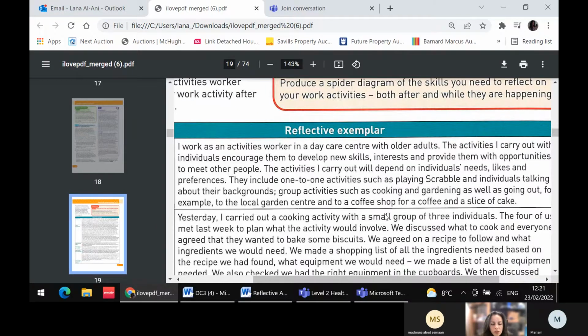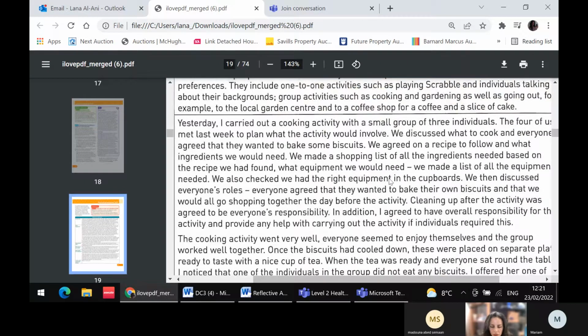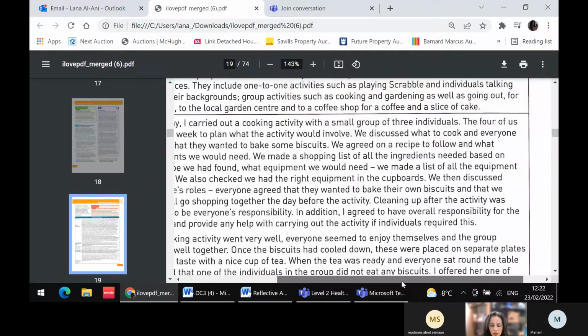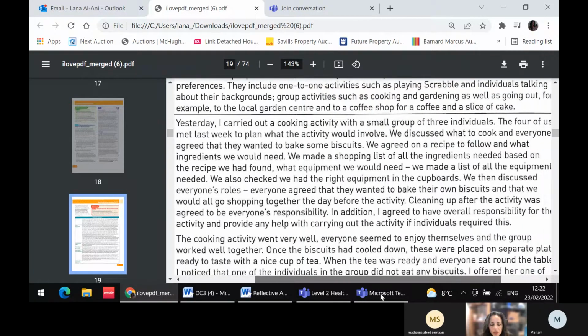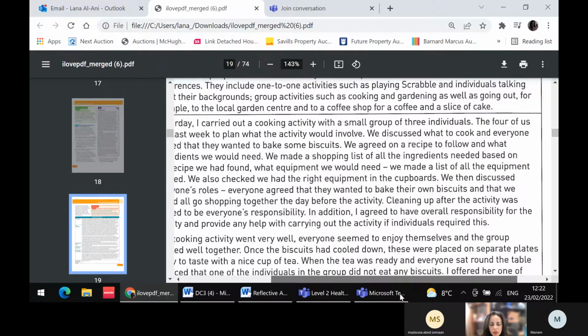Yesterday, I carried out a cooking activity with a small group of 3 individuals. The four of us met last week to plan what the activity would involve.